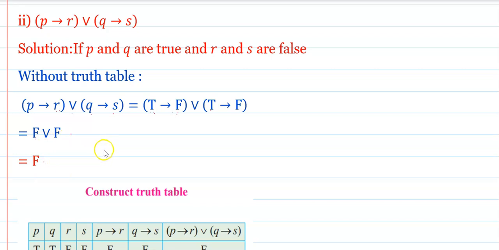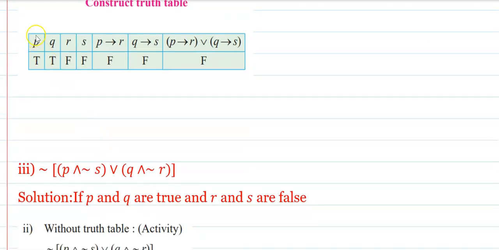Now constructing the truth table. P is true, Q is true, R is F, S is F. P implies R: T implies F, it is F. Next, Q implies S: T implies F, it is again F. And the OR between these two, therefore it is F.